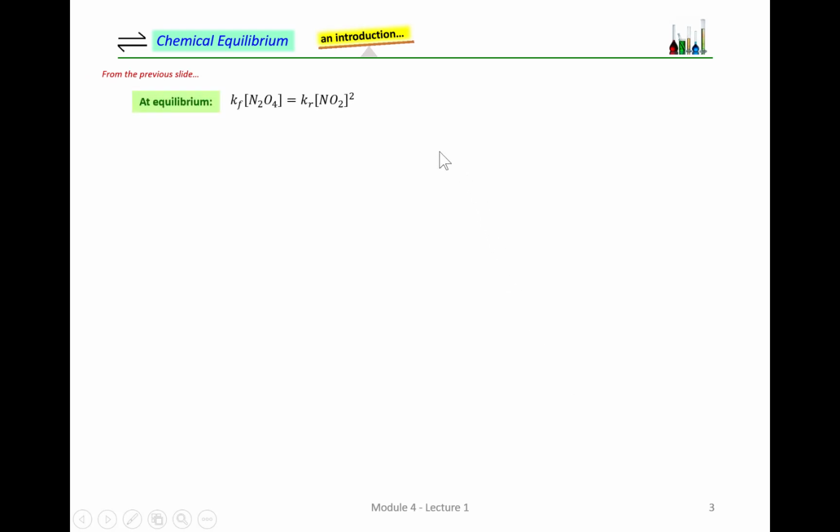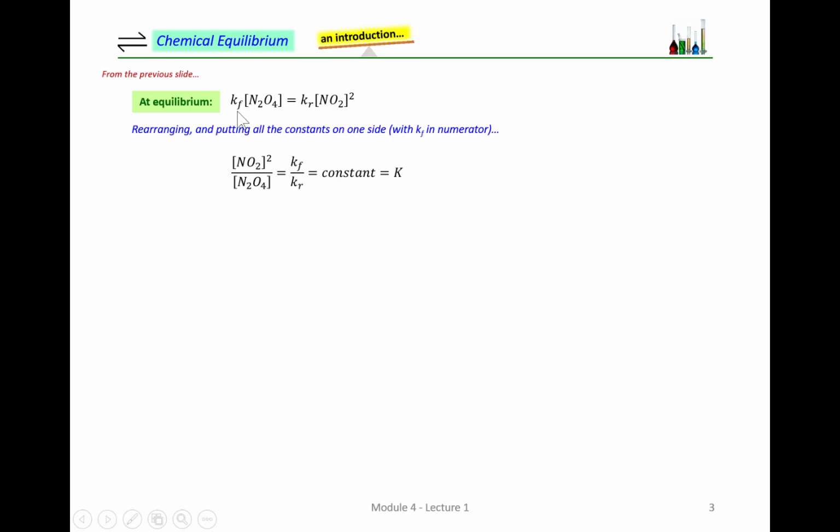From the previous slide, we said that at equilibrium, the rate of the forward reaction, Kf times N2O4 to the first power, equals the rate of the reverse reaction, Kr times NO2 to the second power. We can rearrange this equation by taking the N2O4 concentration to the other side. I'm going to divide both sides by the N2O4 concentration, and then divide both sides by Kr, effectively bringing Kr underneath Kf.